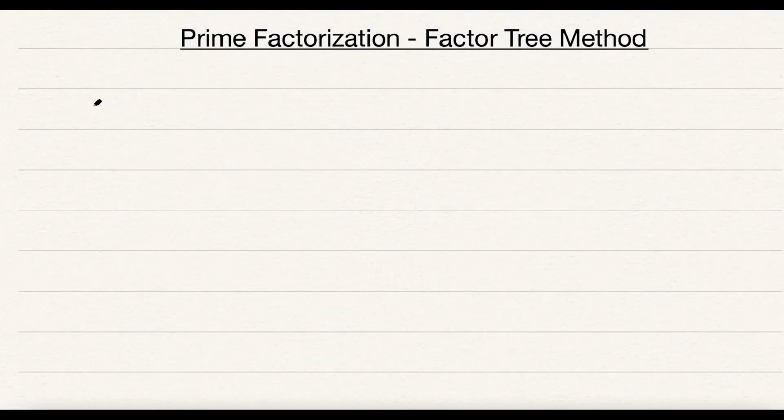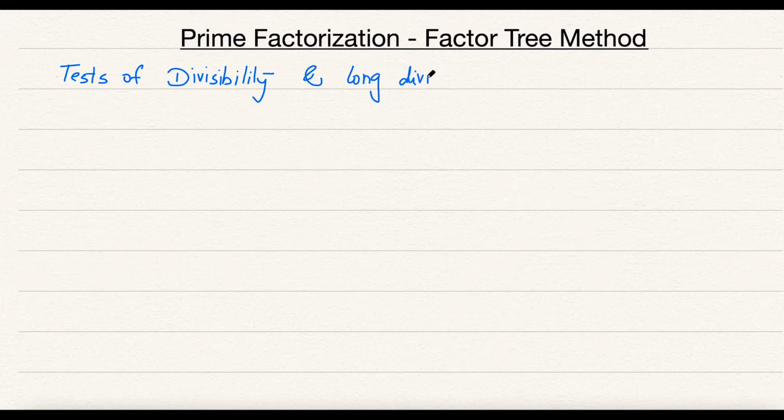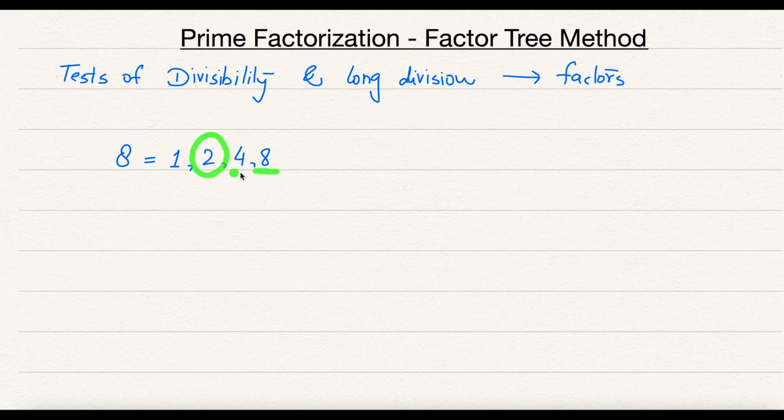In the video on factors and multiples, we used tests of divisibility and long division to determine the factors of a given number, right? For example, if you want to list the factors of 8, you will have 1, 2, 4, and 8. You can see here that only 2 is a prime number. 8 is a composite number and 4 is also a composite number. Only 2 is a prime number here.